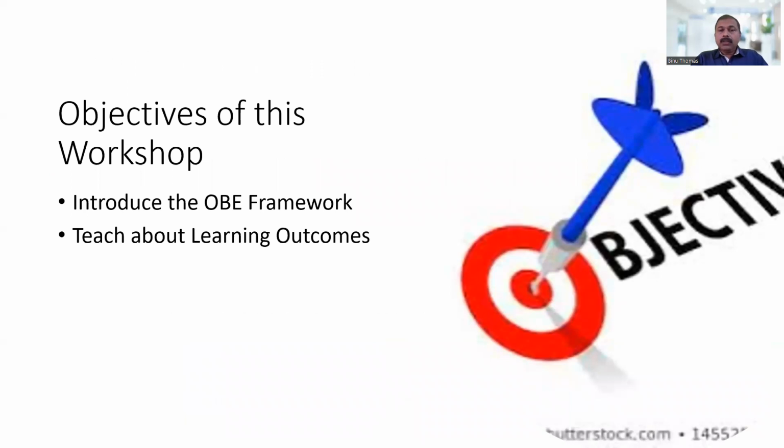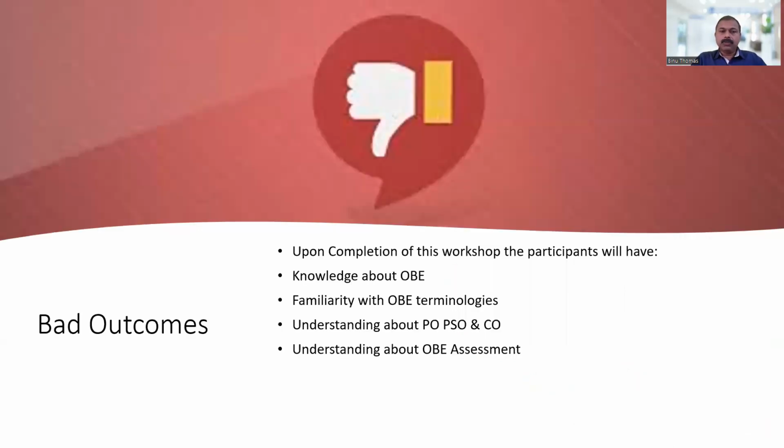Then there is a confusion regarding objectives and outcomes in the OBE framework. Usually, people say learning objectives and learning outcomes are the same, but they are not. The objectives are set by the teacher. So these are the plans and aspirations of the teacher before he starts teaching. For this workshop, I can keep my objectives like this: introducing the OBE framework and teaching about learning outcomes. So before I start my session, these are my plans and aspirations. And if I meet the objectives, there's a chance that my participants will also attain their outcomes.